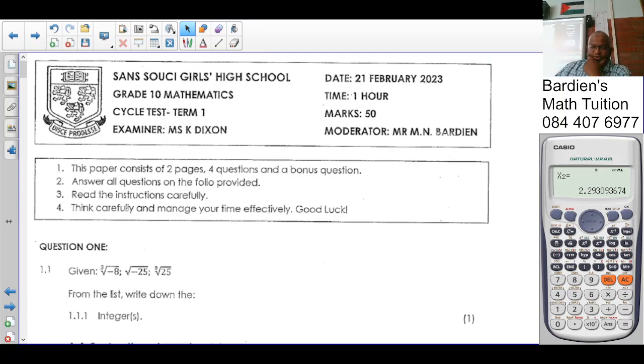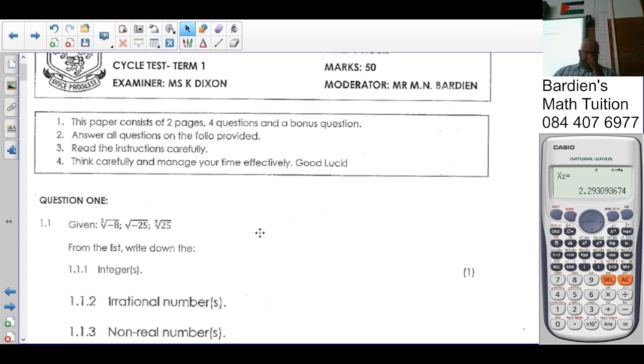Okay, good afternoon. At this point, I've done the paper with our grade 10s already. However, at the time that the paper was done, it was during load shedding. So for record purposes, I will be doing the video on this. It will be done with no grade 10s in this lesson either.